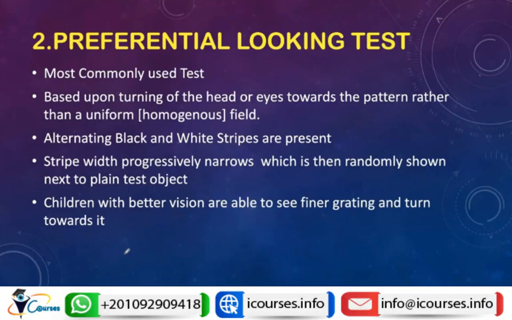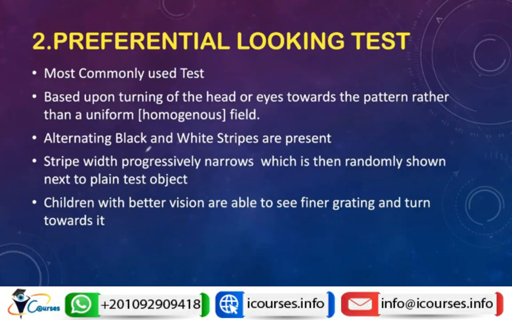The other test, which is most commonly used, is called the preferential looking test. The preferential looking test is based on the fact that the child prefers to look at a heterogeneous object rather than a homogeneous object. Meaning that if you present the child a target that has a pattern, he will prefer to look at it rather than a target that has a uniform or homogeneous pattern.